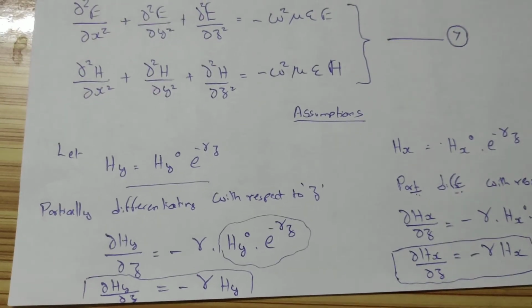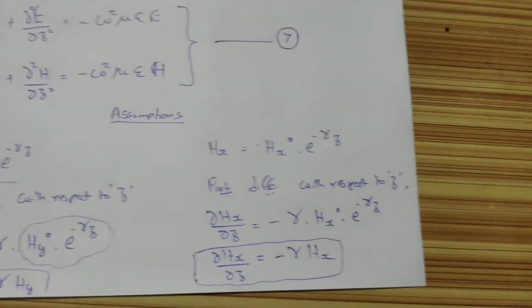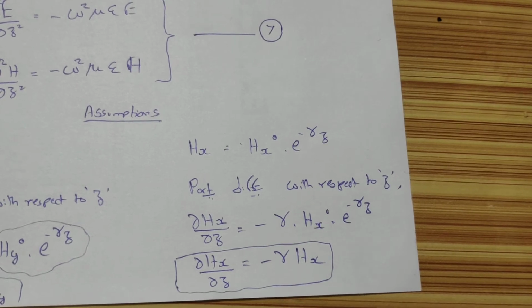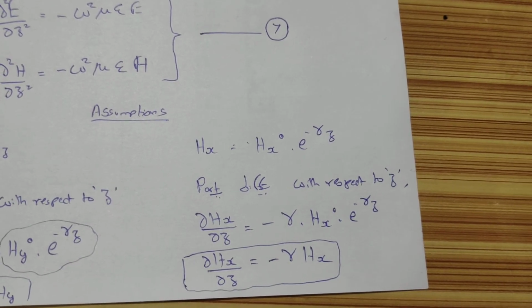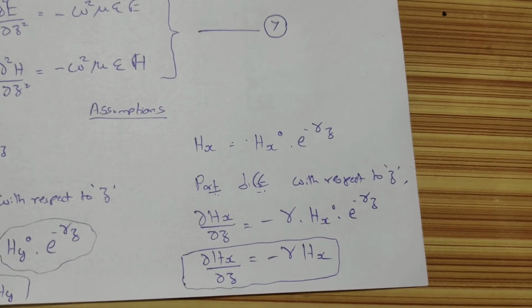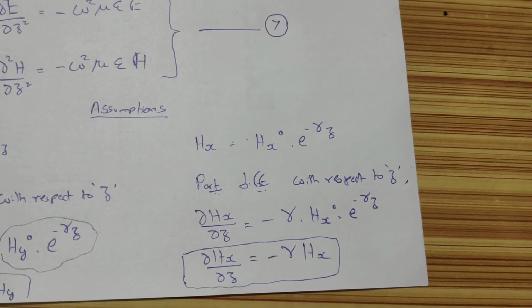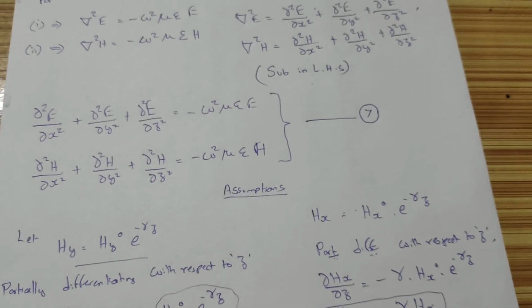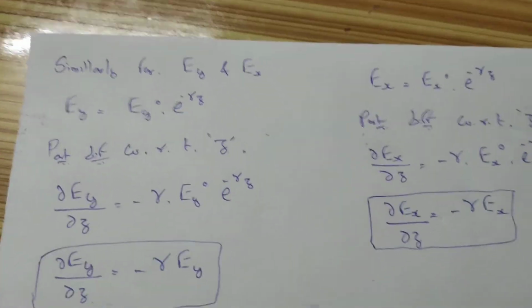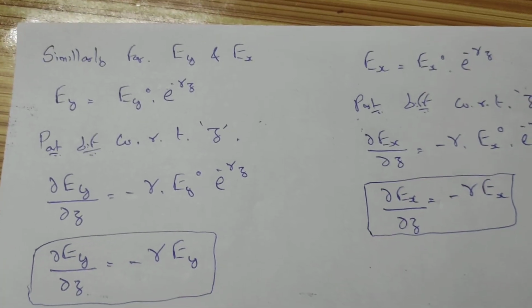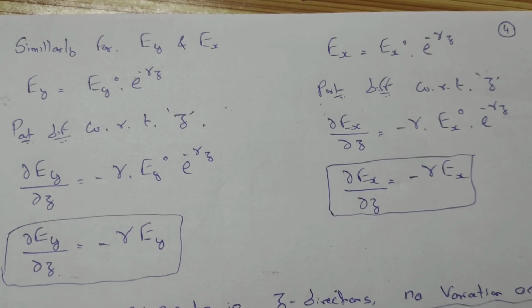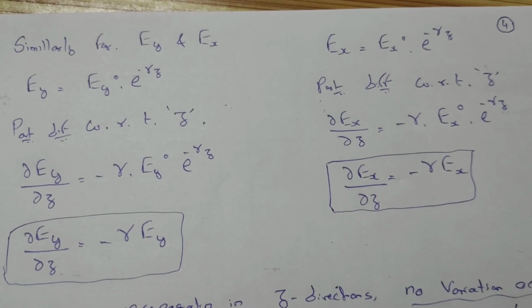Similarly, I need to find the same thing for the other component, that is for Hx, where Hx is equal to Hx naught into e to the power of minus gamma z. Similarly, I will be getting another result. Repeat the same things for the other two components, Ey as well as for Ex also. Then again you will be getting another two components something like this.